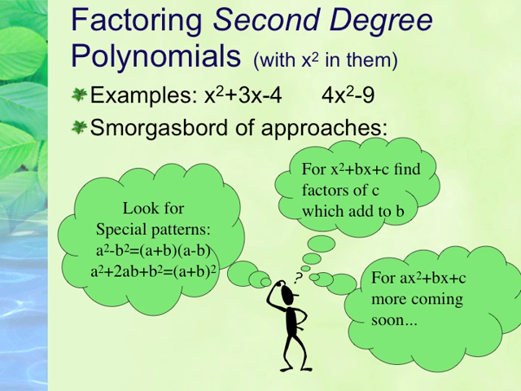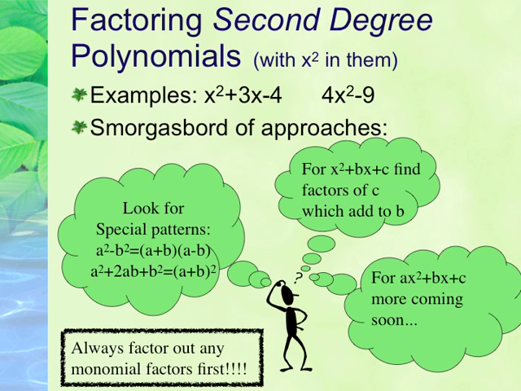We will also be learning what do we do if that leading coefficient, the number in front of the x squared, isn't just 1. So far everything we've done, either we can use a special pattern or the leading coefficient is 1. We'll get to this a little bit later. Remember, always look to see if there are any monomial factors, any common factors between all of the terms first. Then look for special patterns or ask what are the factors of c that add up to b.